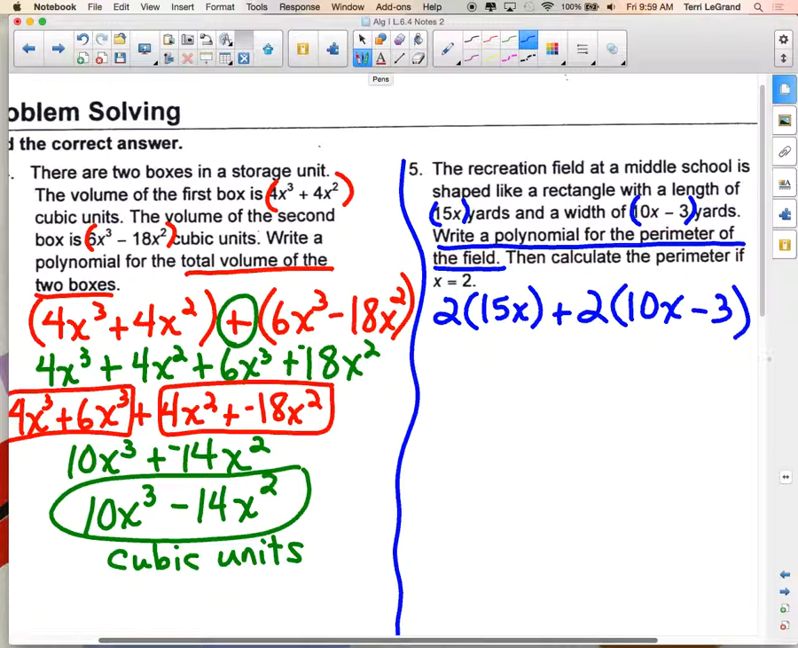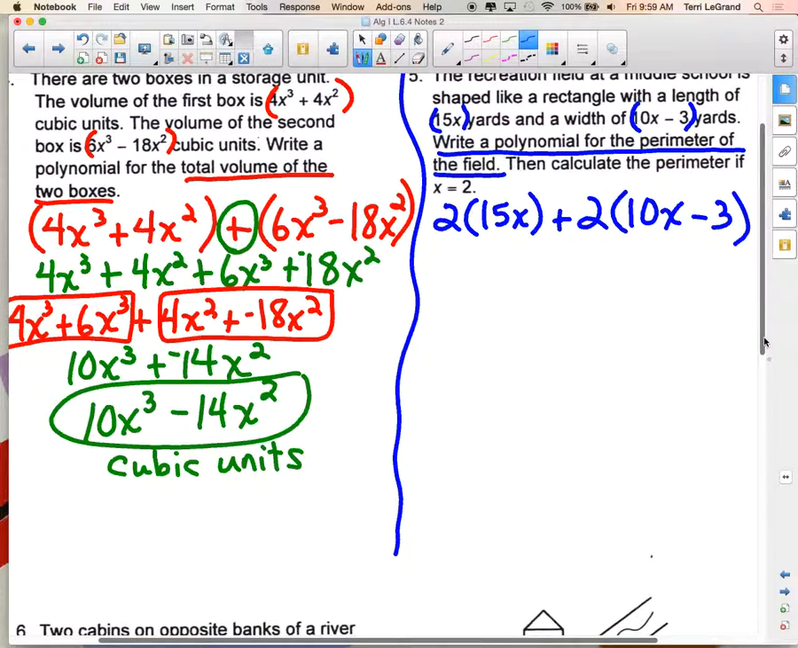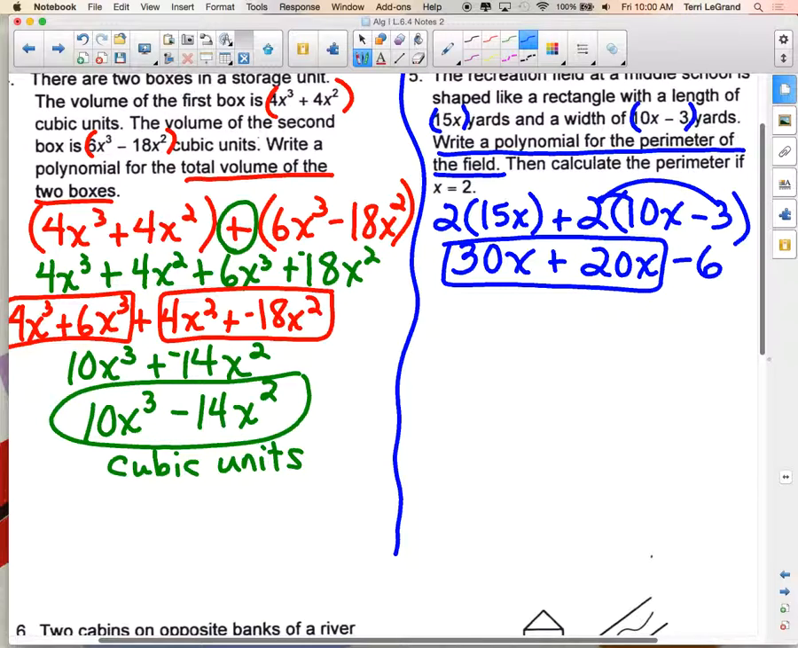Okay, so 2 times 15x is 30x. And 2 times 10x minus 3 is 20x minus 6. So we just did distributive property. Here we're not really doing distributive property, we're just multiplying 2 times 15. Okay, we have like terms right here. So how many x's? All 50. 50x minus 6 yards.